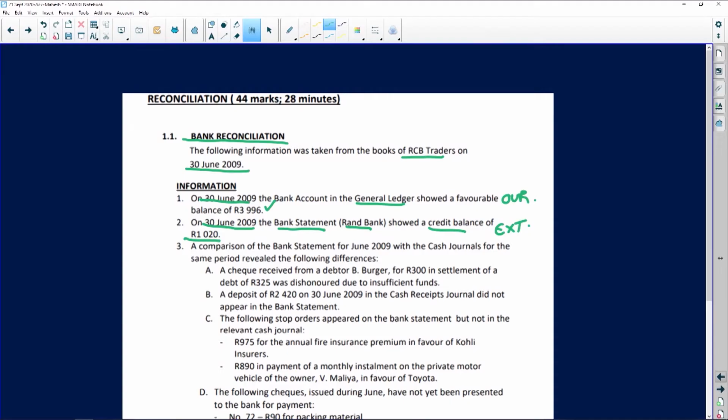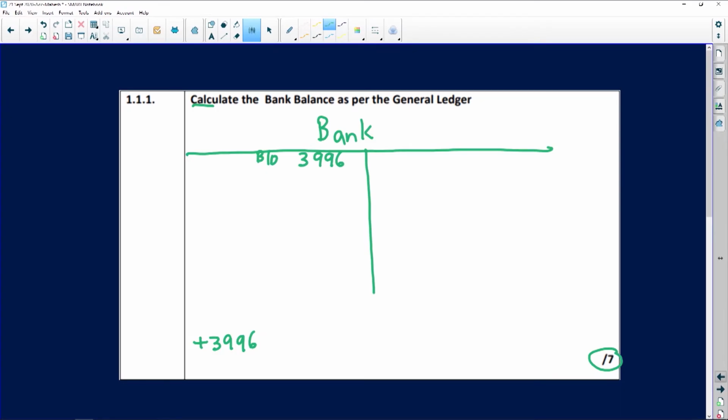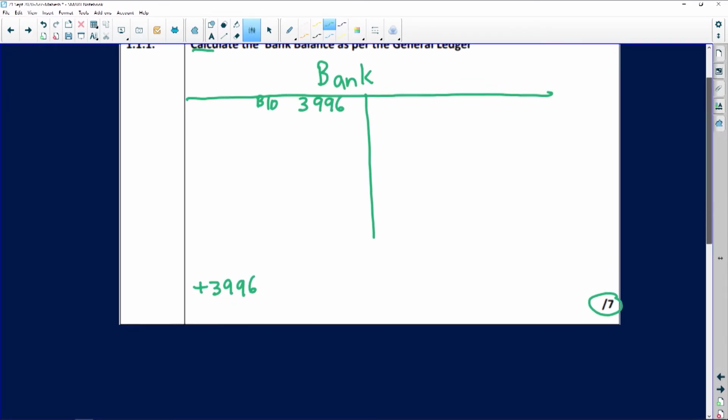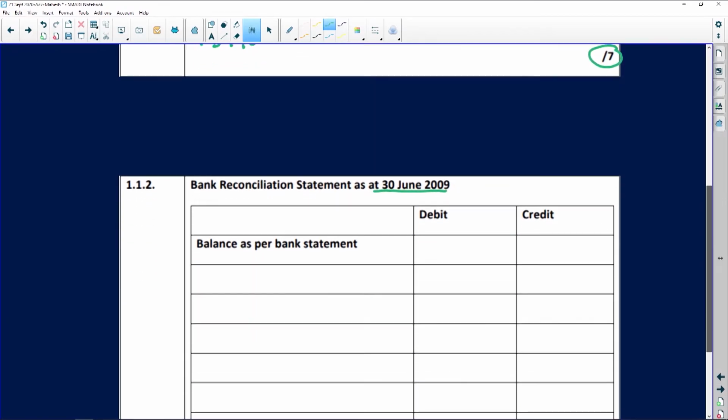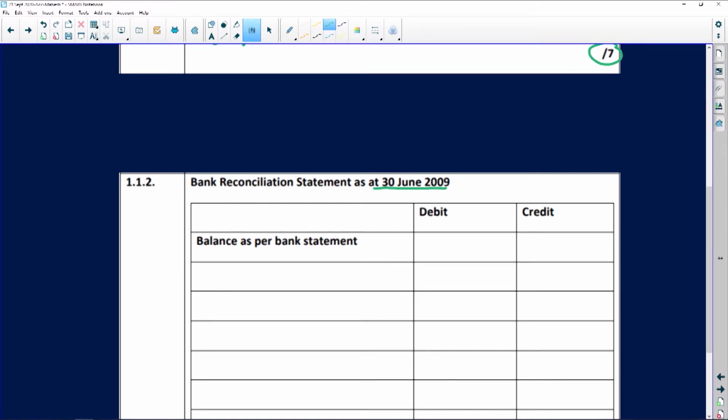So remember, that bit of information will now go in your bank reconciliation statement. So for balance as per bank statement, you can fill in credit balance as per bank statement, on the credit side, that amount of 1,020. Okay, right, let's now begin with our reconciliation.